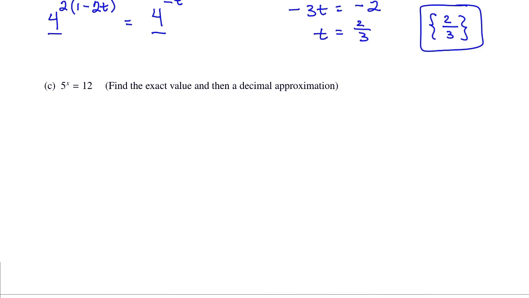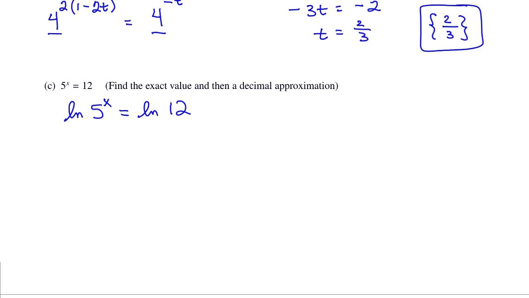Let's look at example C. We have 5 to the x is equal to 12. Notice that 5 and 12 are not in the same base family. So in this problem, let's go ahead and use logarithms. We're going to take the natural log of both sides. So we get natural log of 5 to the x is equal to natural log of 12.